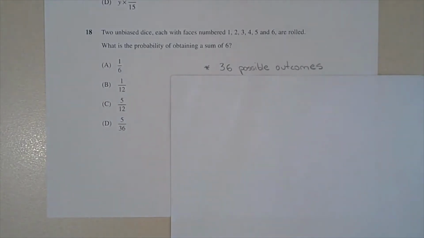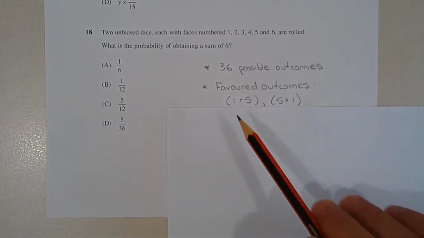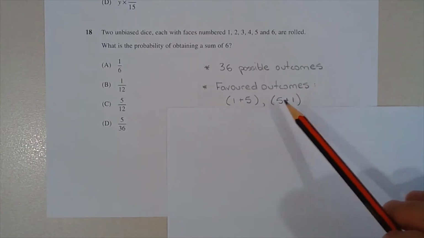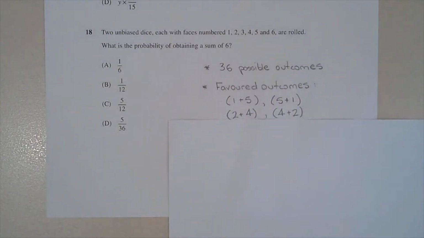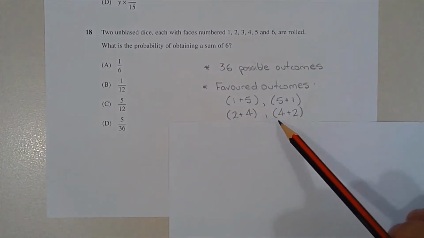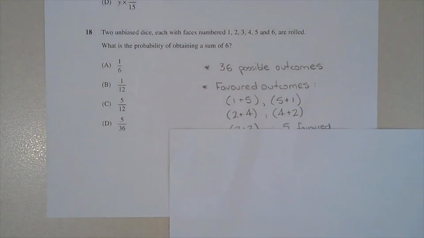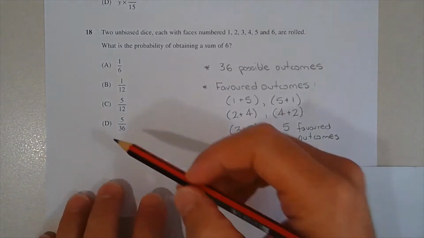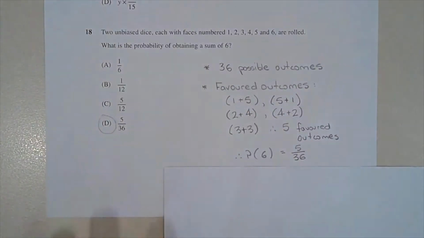So let's see what the favoured outcomes are. For example, you could roll a 1 and then roll a 5. So 1 plus 5 is 6. Alternatively, you could roll a 5 and then roll a 1. We could roll a 2 and a 4, so that adds up to 6. Or we could roll a 4 and then a 2. And of course, we could roll a 3 and a 3. So there's only one way that that can happen. So there are 5 favoured outcomes. So the probability of rolling a sum of 6 is 5 over 36. So option D.